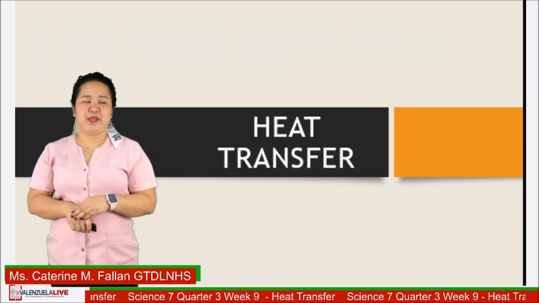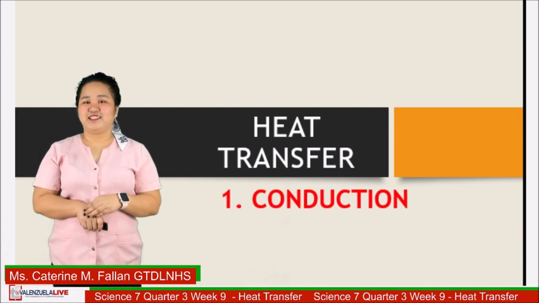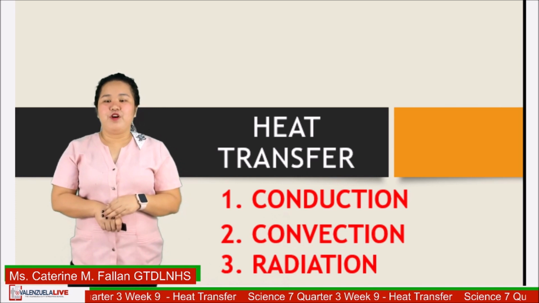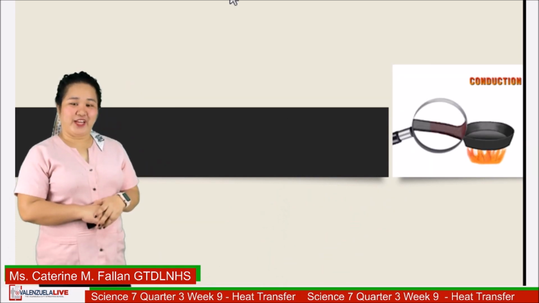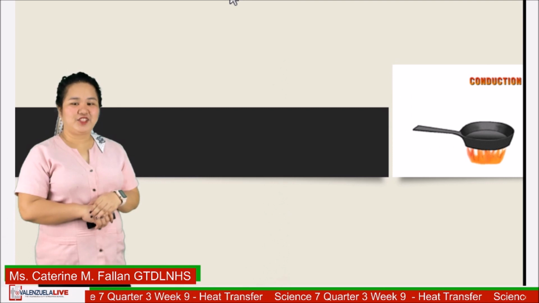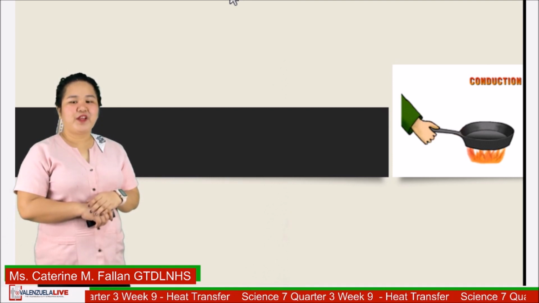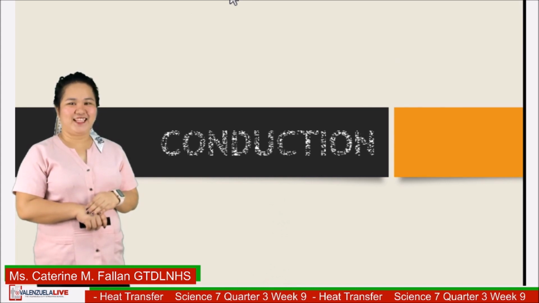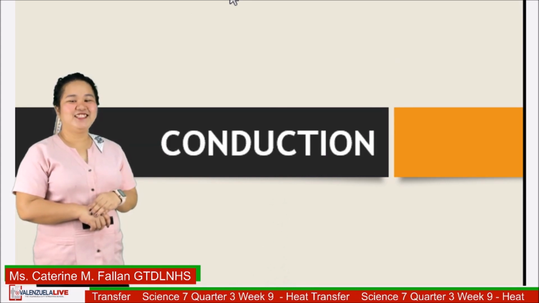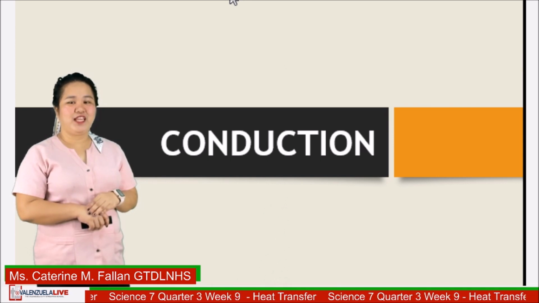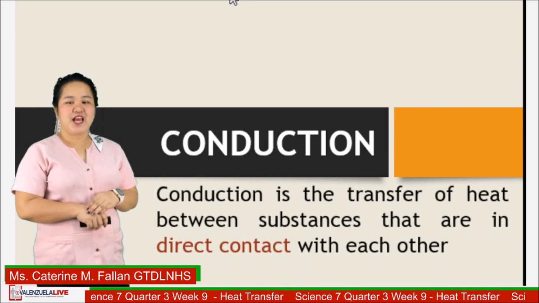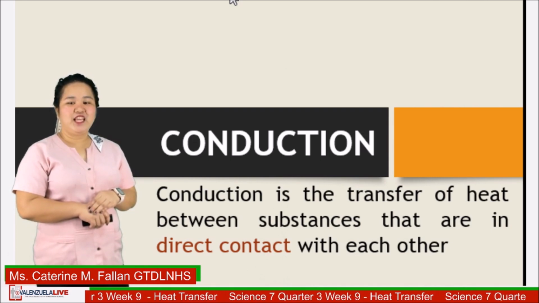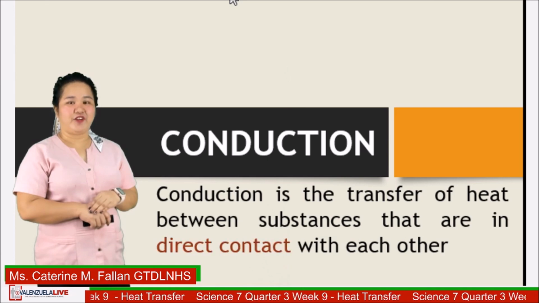Heat in the environment may be transferred by conduction, convection, or radiation. From experience, you may have accidentally touched the handle of a hot pan and felt the heat travel to your hand. That transfer of heat is conduction. Conduction is the transfer of heat between substances that are in direct contact with each other. The key of conduction is direct contact.